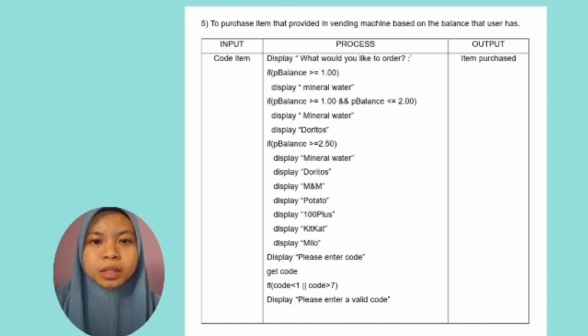Kat and Milo. The user needs to enter the code to purchase an item. If the code is less than 1 or more than 7, it will display "please enter a valid code".